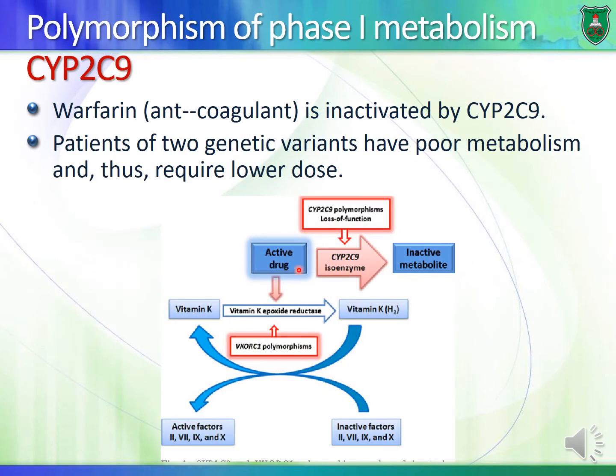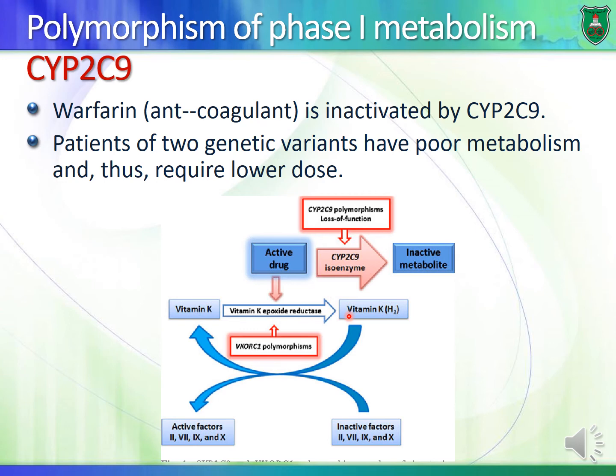Now there's another enzyme known as CYP2C9. This enzyme is responsible for metabolism of many drugs, including warfarin. Now warfarin is an anticoagulant, and it gets inactivated by CYP2C9. So what this drug does is that it inhibits the regeneration of vitamin K, preventing blood clotting.